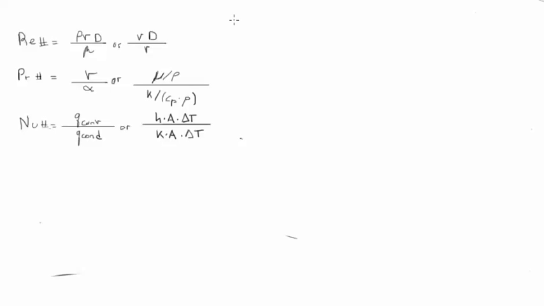We're going to be finding the convection coefficient H, and H is in units of watts per square meter Kelvin, as opposed to finding the conduction coefficient K, which is in watts per meter Kelvin. So finding K is pretty easy.